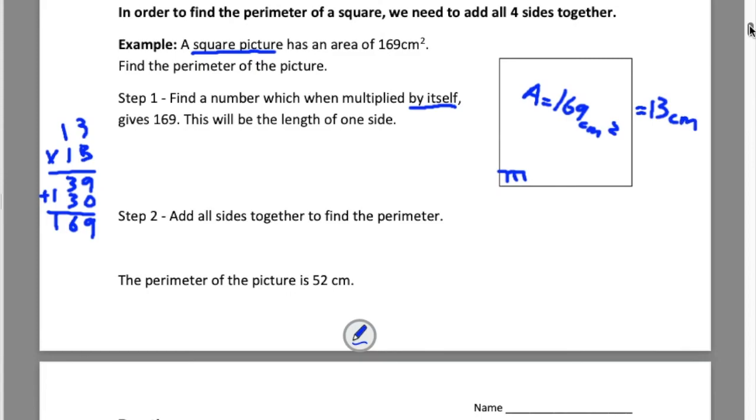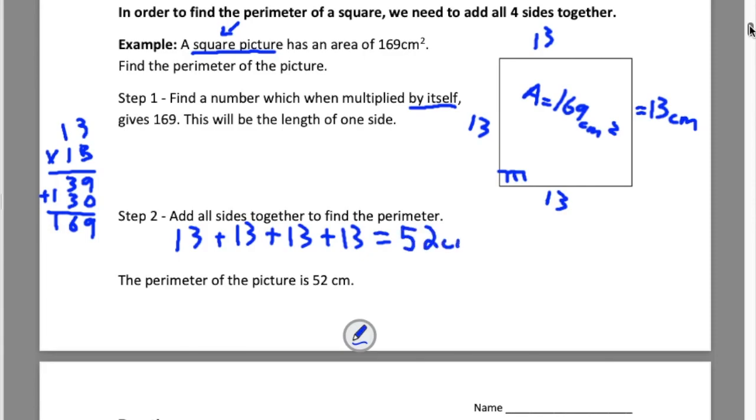Step 2 asks us to add all sides together to find the perimeter. Again, if I think of this as a square picture, that means each of these sides is 13 centimeters. So all I need to do to find perimeter is add all 4 sides together. So I'm going to go 13 plus 13 plus 13 plus 13. Once we've got all 4 sides added together, we should find out that we have a perimeter of 52 centimeters.